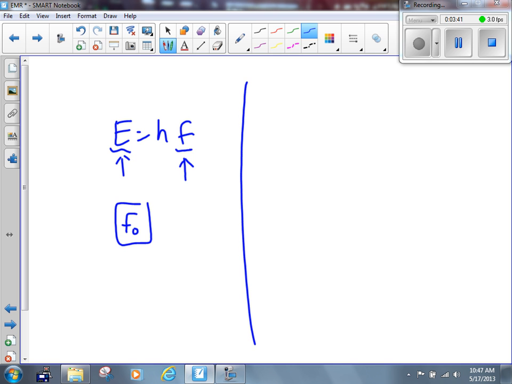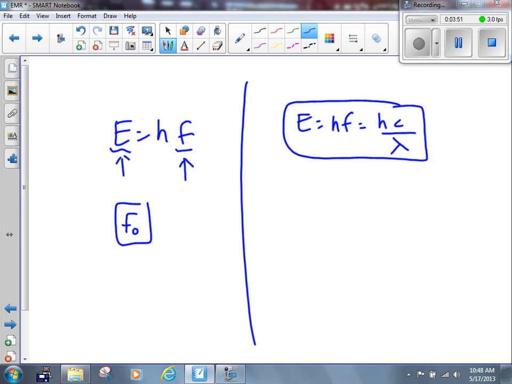We learned 4 equations, well, 3 equations yesterday. One equation we already knew. The equation we already knew that's valid anytime you have photons, including the photoelectric effect, is hf is equal to hc over lambda. That's not the energy of an electron. It's not kinetic energy. It's the energy of a single photon.